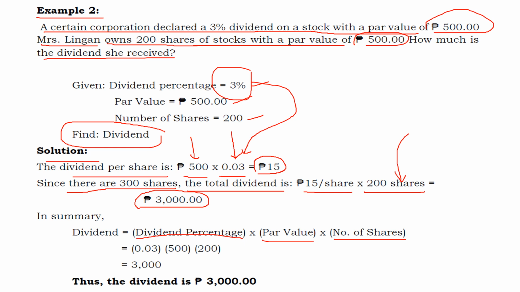We simply multiply the dividend percentage by the par value and by the number of shares. So that will be equal to 0.03, if we convert this 3% to decimal, multiplied by 500, multiplied by 200, and the final answer for the dividend is 3,000 pesos. And for the final answer, thus the dividend is 3,000 pesos. Meaning to say, 3,000 pesos is the amount that Mrs. Lingan received as a dividend.